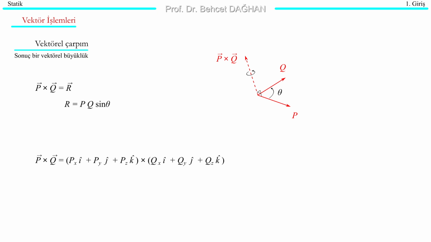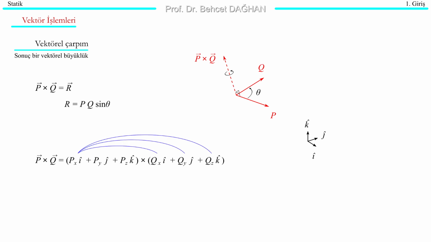Let's also find the cross product in terms of rectangular components. Let's see how. First, we can write it in terms of i, j, k and distribute the parentheses. This is an alternative. When distributing the parentheses, just like with the dot product, we obtain 9 terms. Of course, here we encounter multiplications of unit vectors again. So, let's see how to do them.